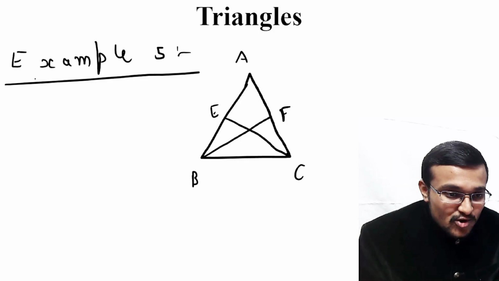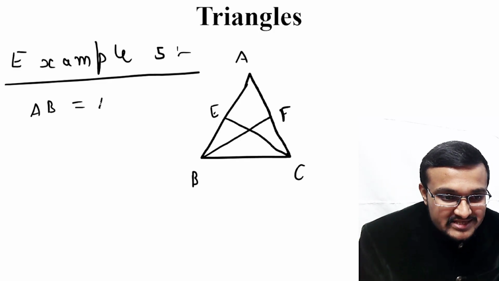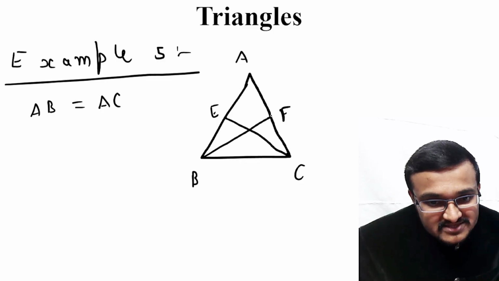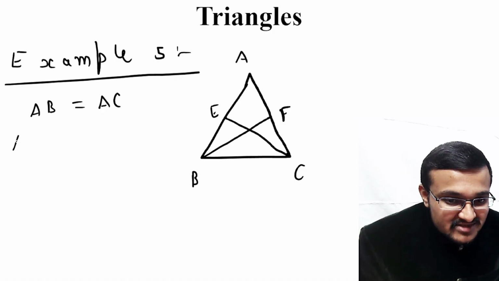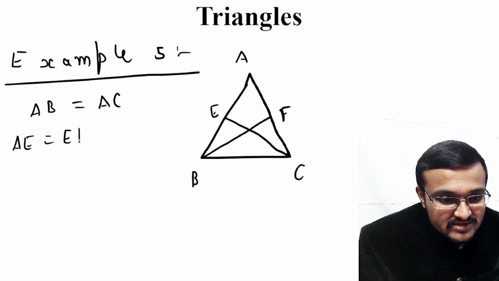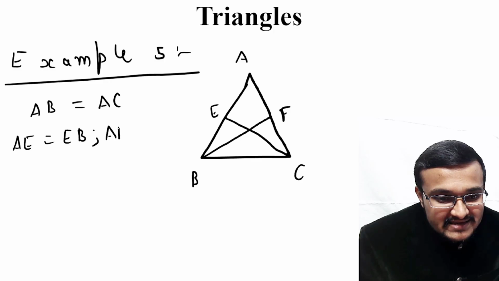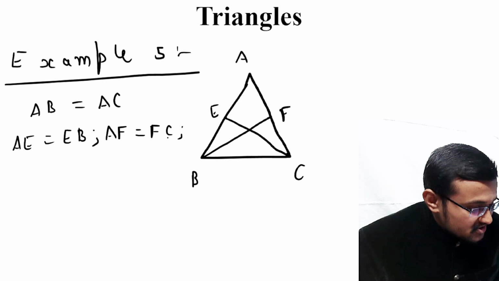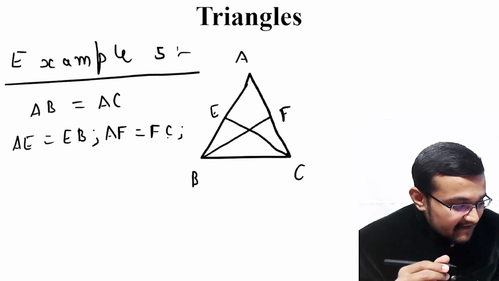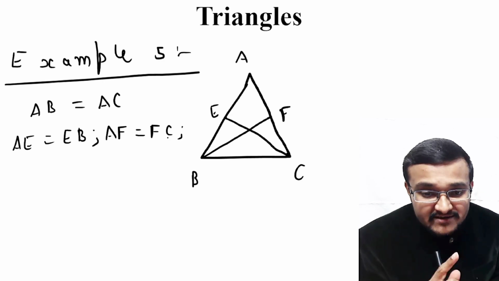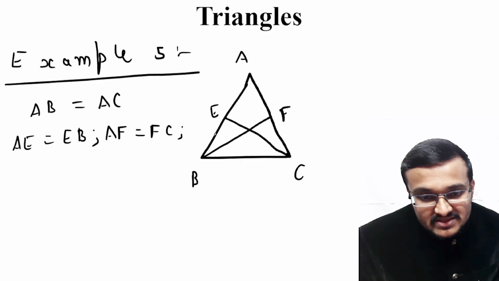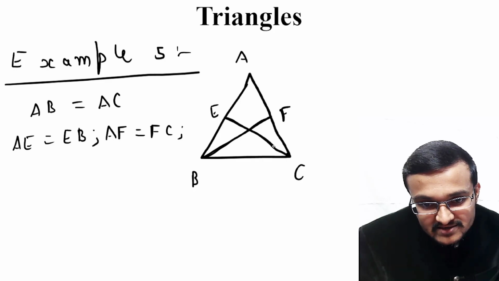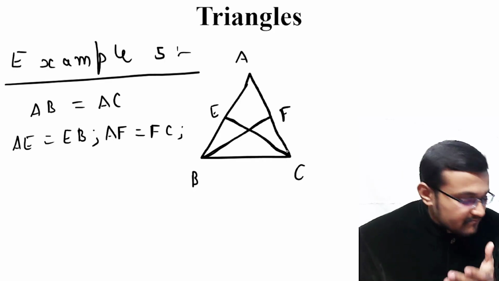So that means they have already given AB is equal to AC, and E is the midpoint of AB and F is the midpoint of AC. So that means AE is equal to EB and AF is equal to FC. Now based on this data, you have to prove that BF is equal to EC. That is, this particular line BF should be equal to the line EC. This you have to prove.